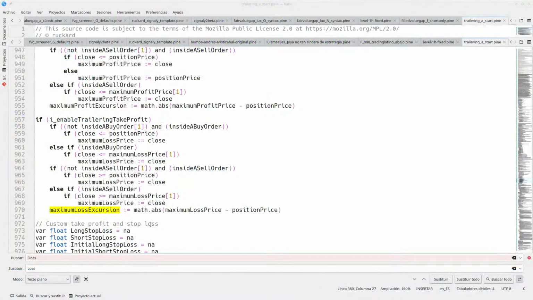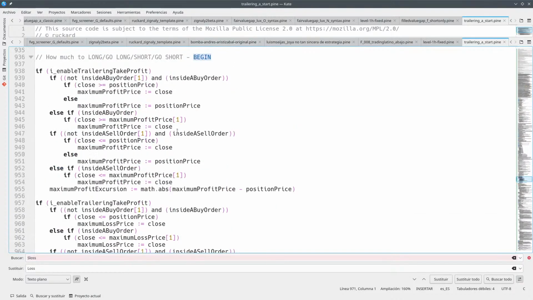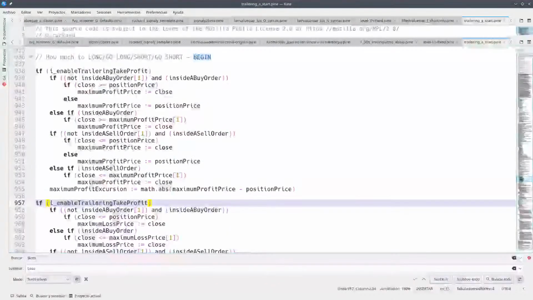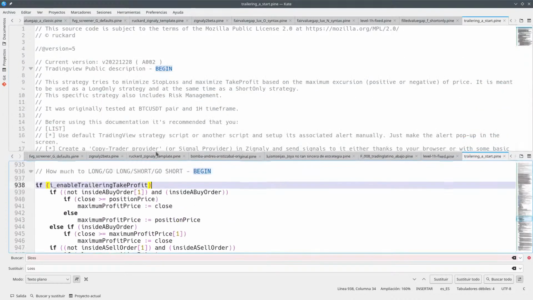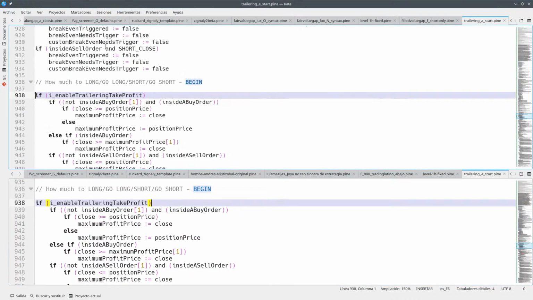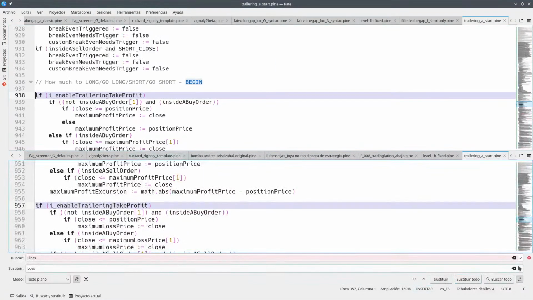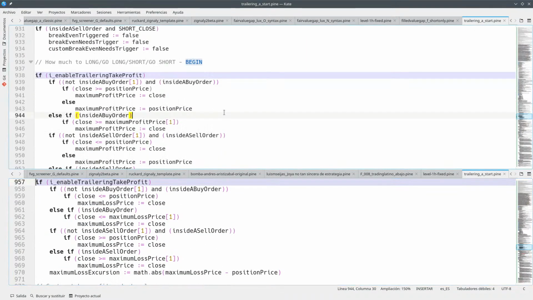Okay, so I'm back. So this here, there's the same thing. Yeah, so this is the take profit. This is the stop loss. So what we have here is 938. So what we have down here is what we have up there with the take profit.